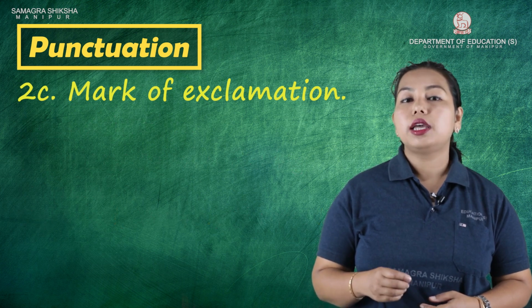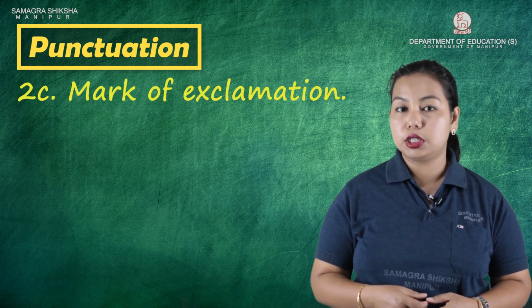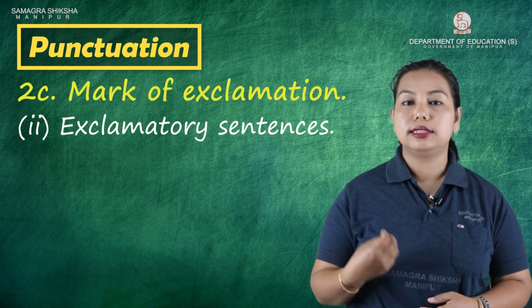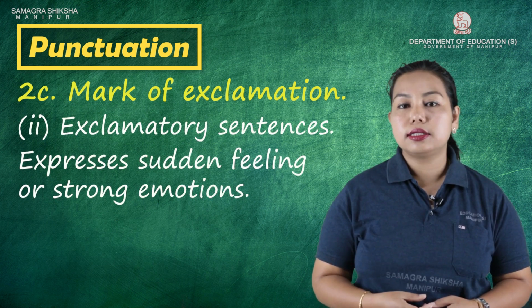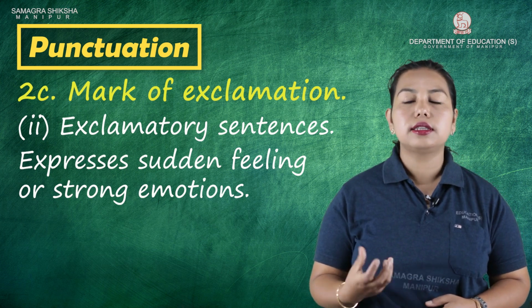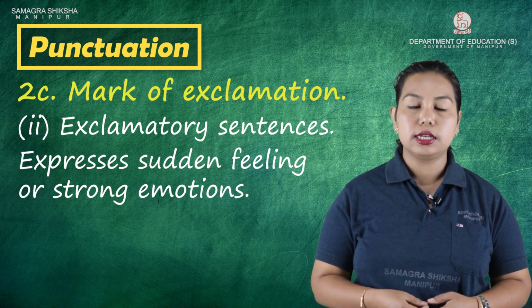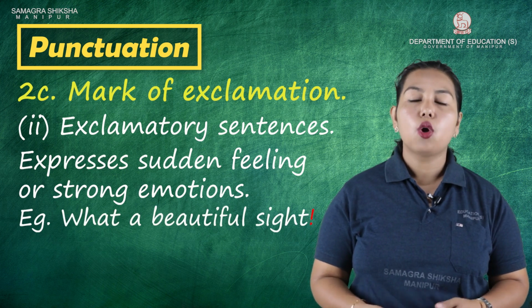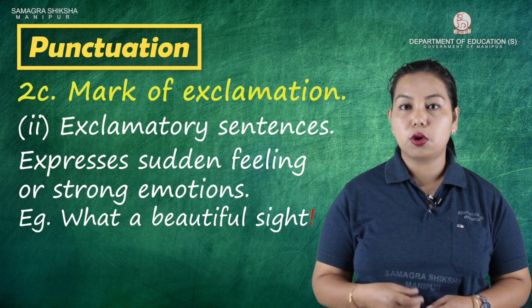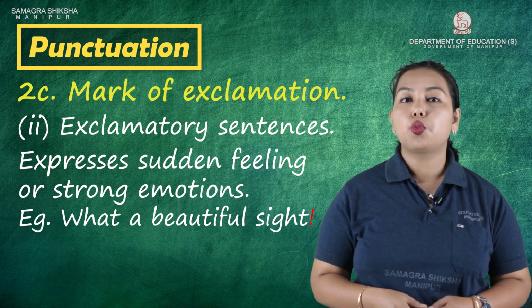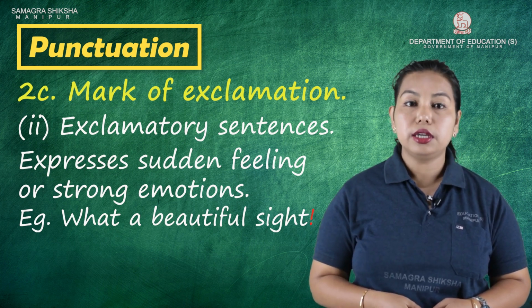Then we have to use the mark of exclamation after exclamatory sentences. So what is an exclamatory sentence? Exclamatory sentences are those sentences that express sudden feeling or strong emotions. For example, in the sentence "What a beautiful sight!" it expresses a very strong emotion or a sudden feeling of the mind. So we have to use the exclamation mark.